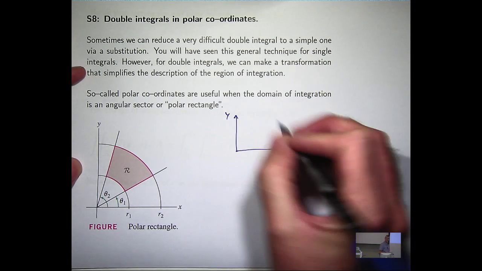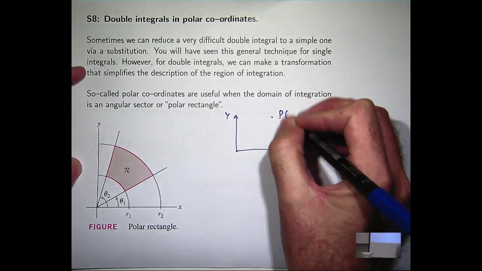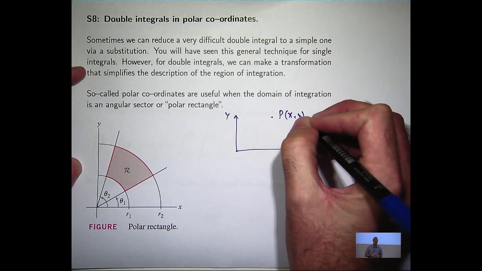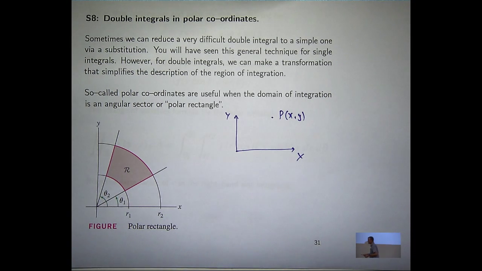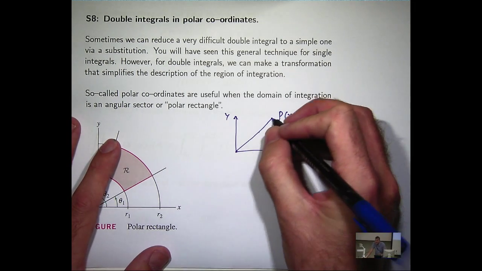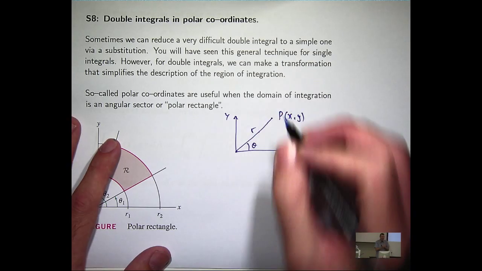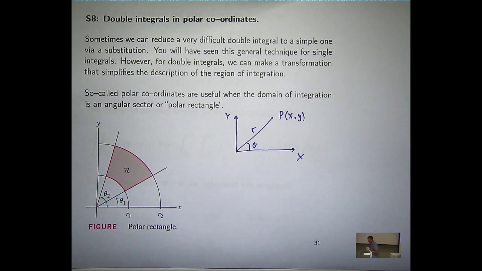Just to remind ourselves, I've got a point P in the xy plane. In polar coordinates, my variables are an angle θ to the positive OX axis and some distance r to the origin.